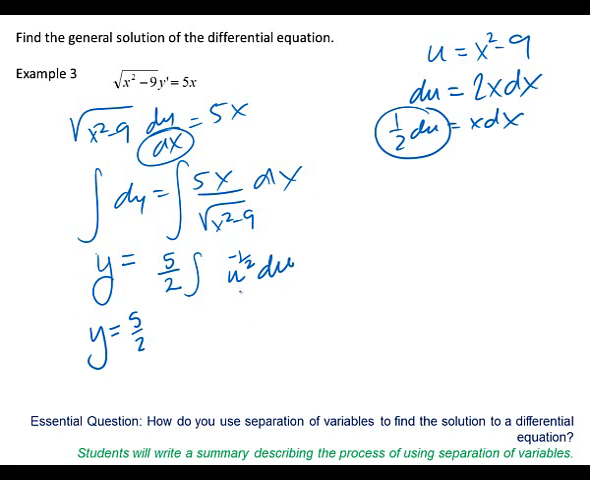Okay, let's see what we can do with that. When I integrate u to the 1/2, what do we get? You get u to the what? U to the 1/2 divided by 1/2, or multiplied by 2, plus what at the end?